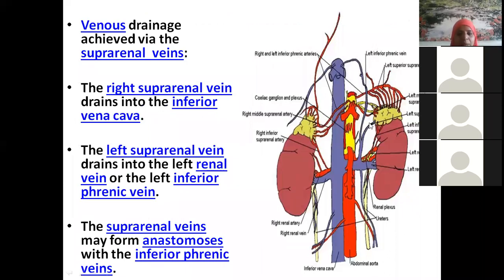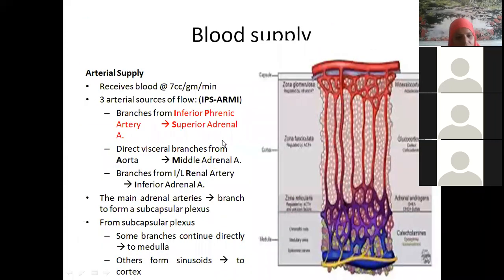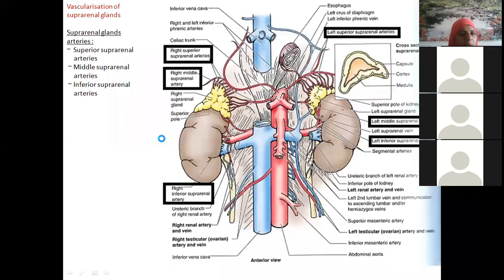Sometimes it may drain into the inferior phrenic vein also. Instead of the left renal vein, the venous blood may go into the inferior phrenic vein. Thereby also, finally it will drain into the inferior vena cava. Then sometimes the suprarenal veins may form anastomosis with the inferior phrenic vein, like you can see in this picture. Sometimes they may form anastomosis. So this is again blood supply only.